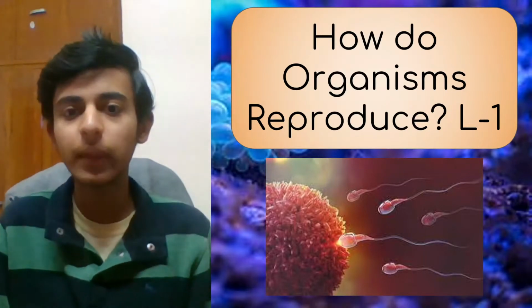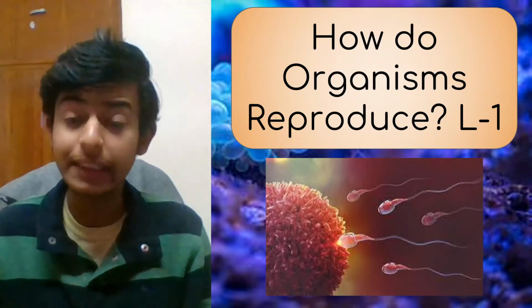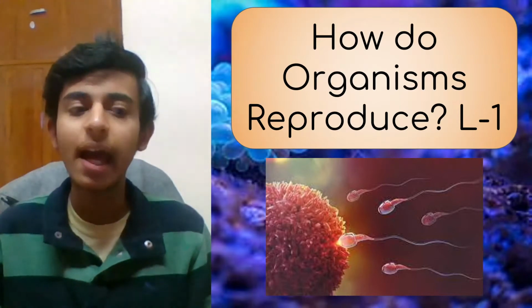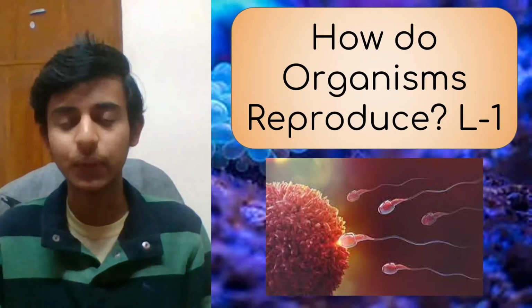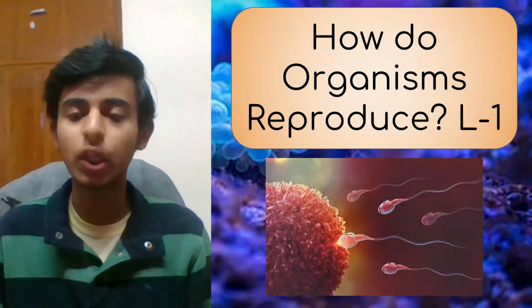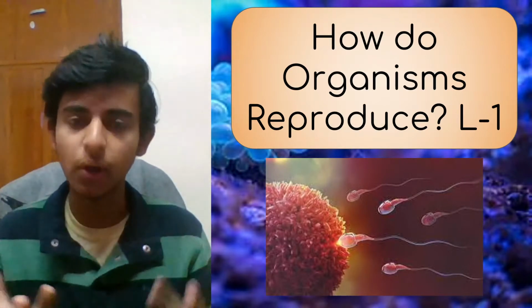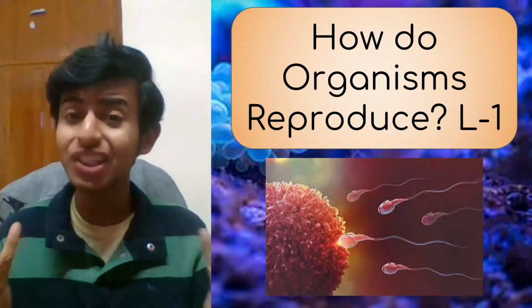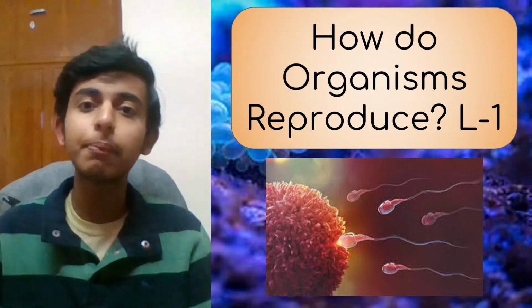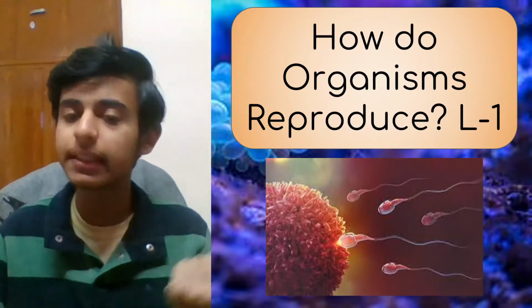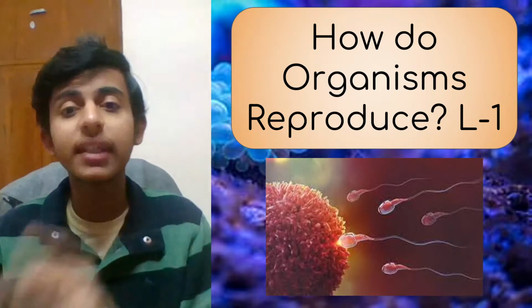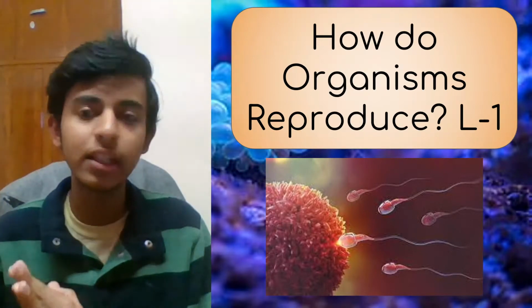Today we'll be starting with chapter 8 of our class 10 biology CBSE, that is how do organisms reproduce. Before starting with this chapter, let me tell you what this chapter is all about, a gist of this chapter. This chapter is about reproduction of different organisms from asexual to sexual in plants as well as in humans.